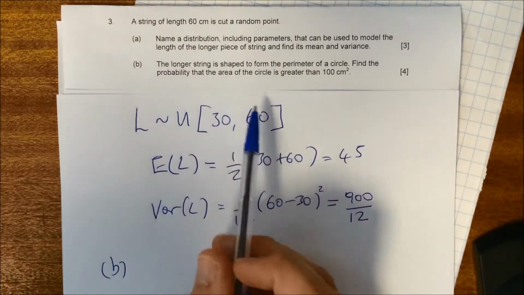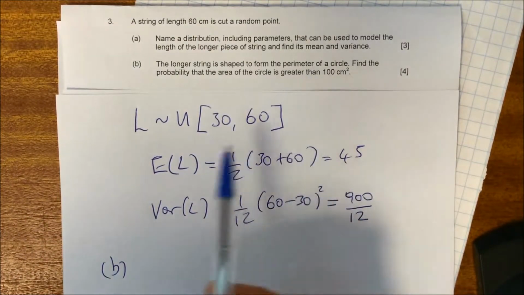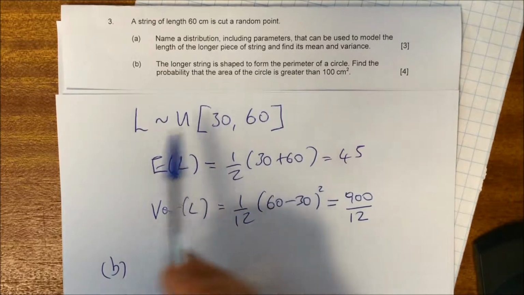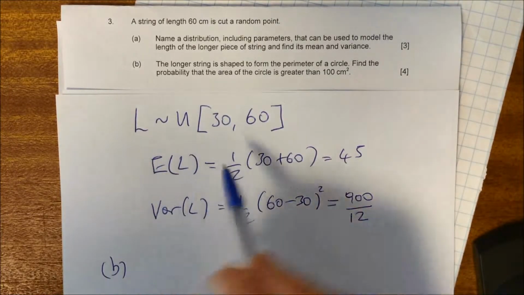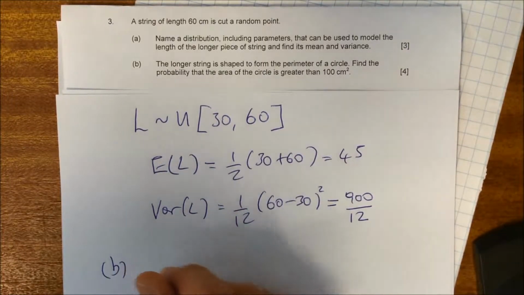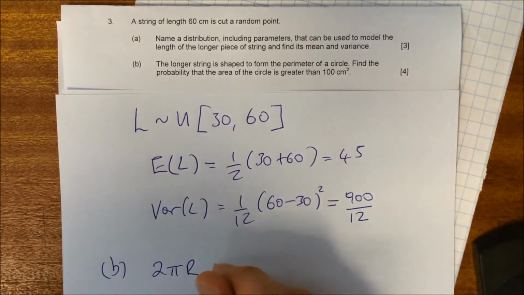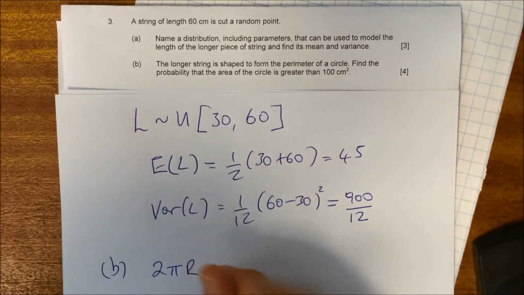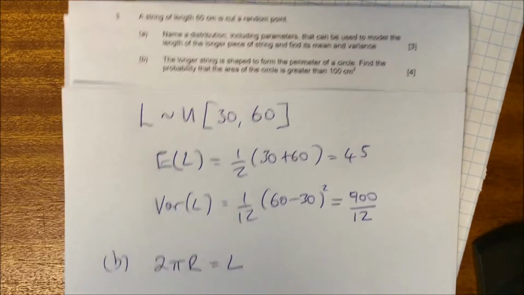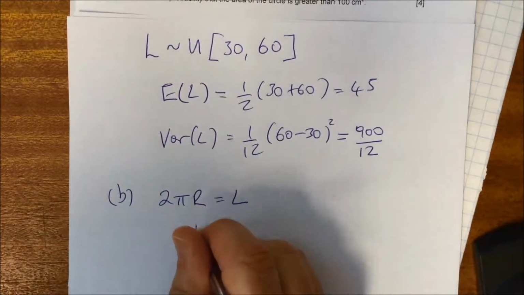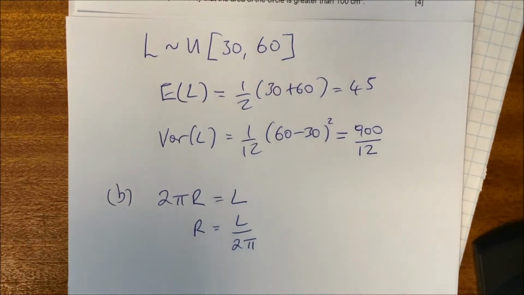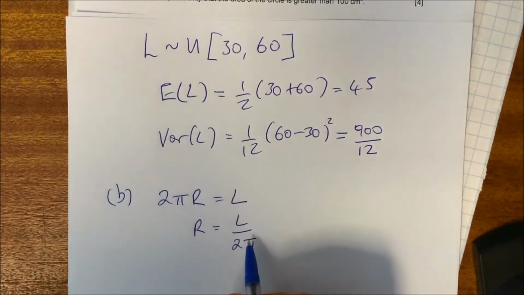For part B, the difficult thing about this is to move the equation and the idea away from the L to the area and back again. So the perimeter of the circle is obviously 2 pi r, and 2 pi r in this case links into what we're doing. So we know that 2 pi r is equal to L. We also know then that r is equal to L over 2 pi. There's the link between L and r.